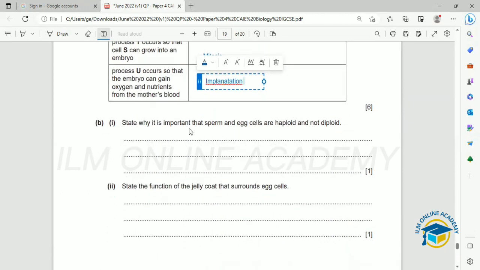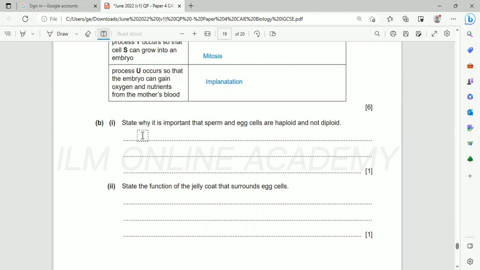State why it is important that sperm and egg are haploid and not diploid. Now that is for the maintenance of the chromosomes present, so they need to be haploid, not diploid. Maintenance of the same number of chromosomes. Because if they are diploid number of chromosomes, they are not really going to double at fertilization. So in order to maintain the same number of chromosomes. And I have given you a whole lot of reasons, so you can make the answer by yourself and check out the mark scheme as well for this.